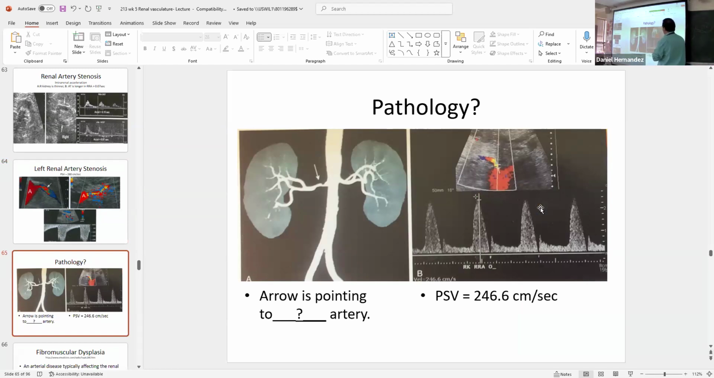What's the pathology we see in this picture? Renal artery stenosis. You can see it right there, right near the origin.